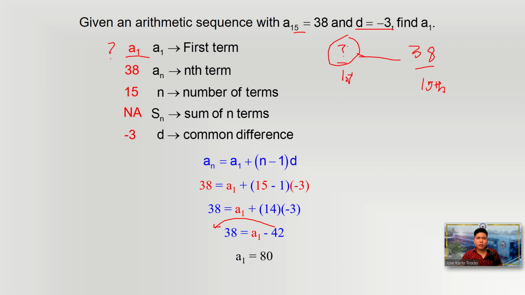Therefore, we started with 80. Yeah, it makes sense because it is decreasing, because the difference is negative 3. 80 minus 3 minus 3 minus 3, up to 38.